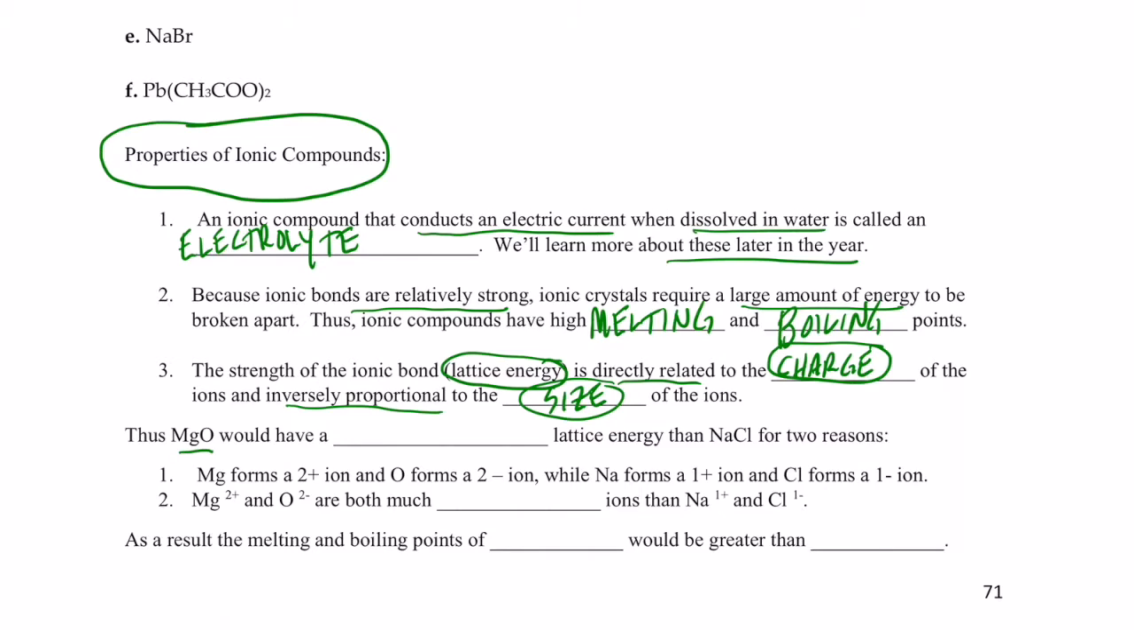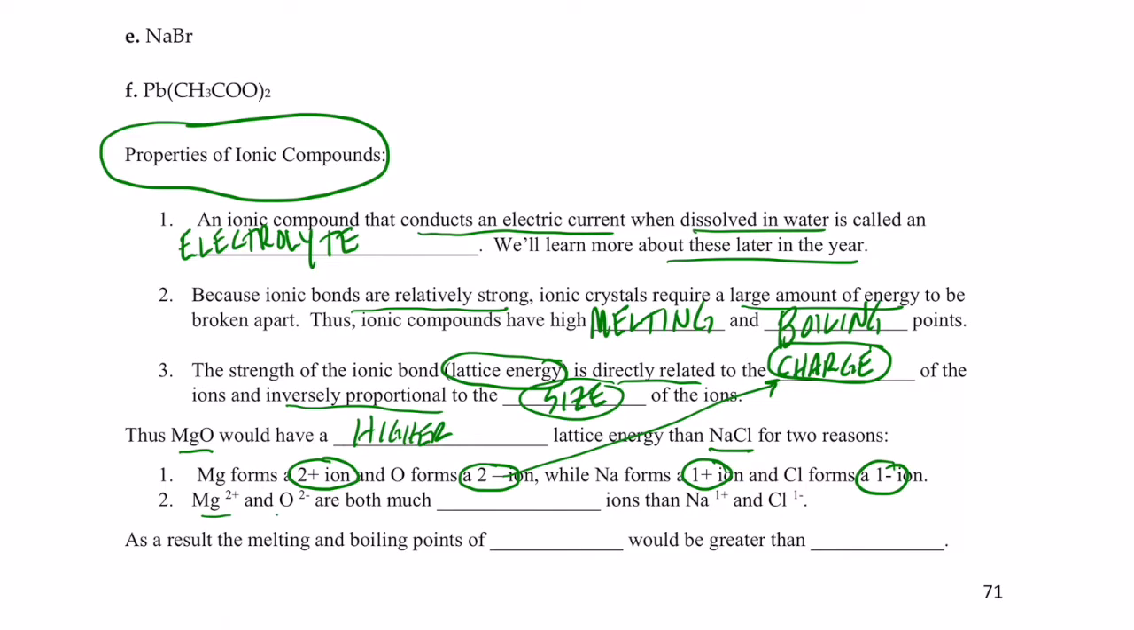Thus, magnesium oxide would have a higher lattice energy than sodium chloride for two reasons. First of all, remember magnesium forms a 2+ ion and oxide forms a 2- ion. So we have a higher charge, and remember the lattice energy is directly related to the charge, than sodium and chloride, which only have a 1 positive and 1 negative.